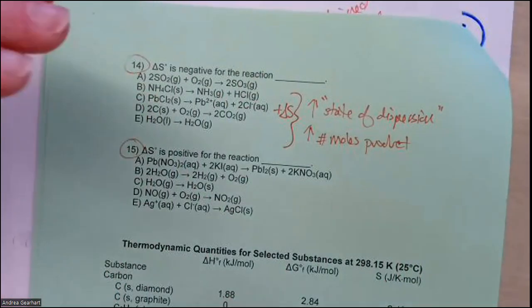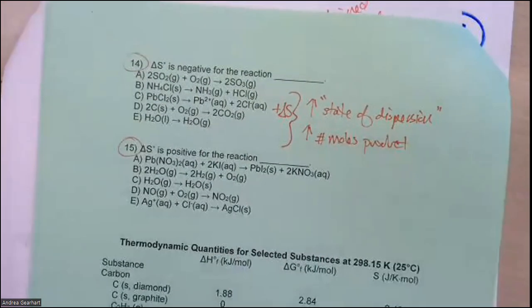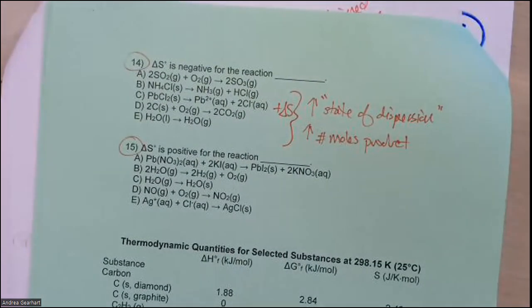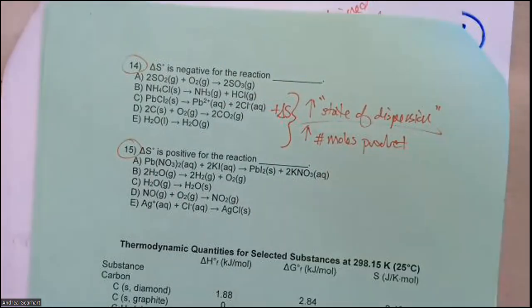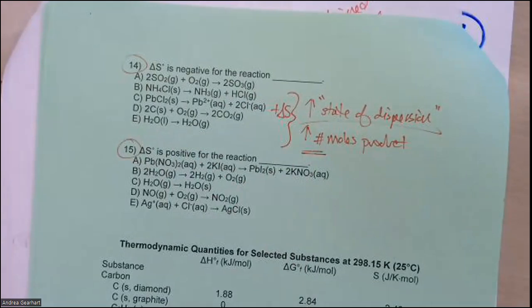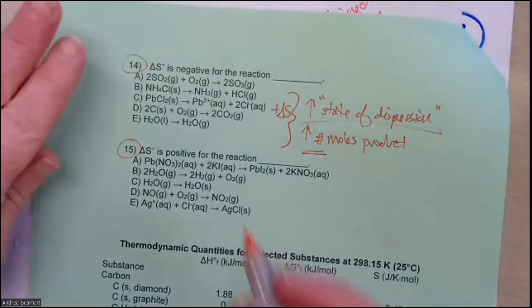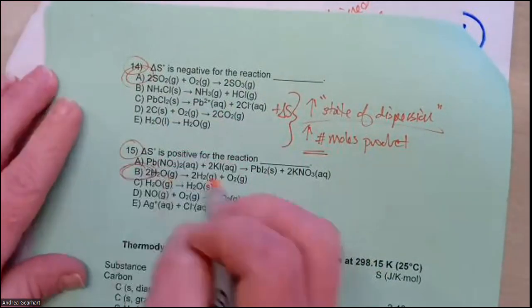Whenever we're asked about increasing entropy, we're looking at, are we making states of matter that are more dispersed? Do we start with solid and make liquid? Start with solid, making aqueous. Start with liquid and make gas. So what states do we have in reactant versus product? And are we increasing the number of moles? We may just have solid and solid, but do we have more moles of solid on the product side? So for 14, the choice is A, and for 15, the choice is B.